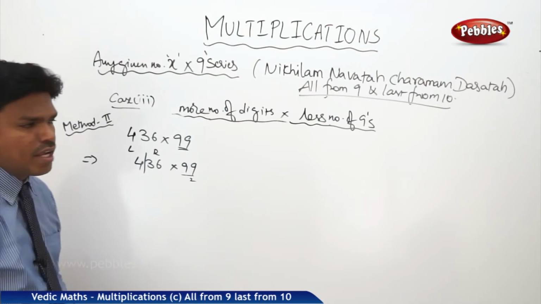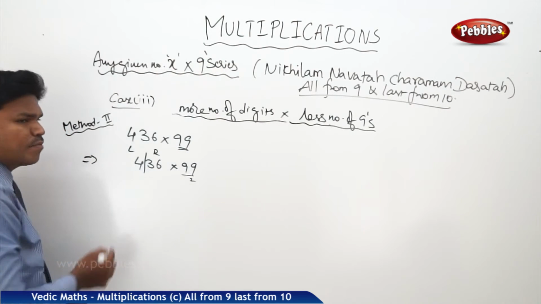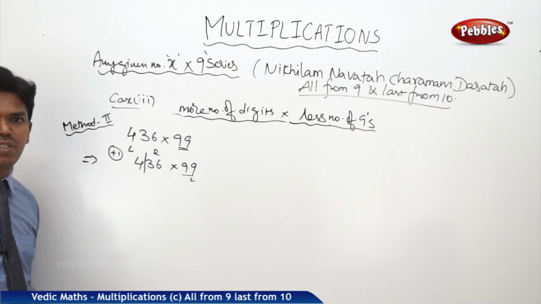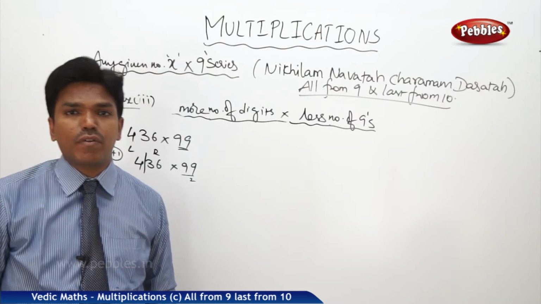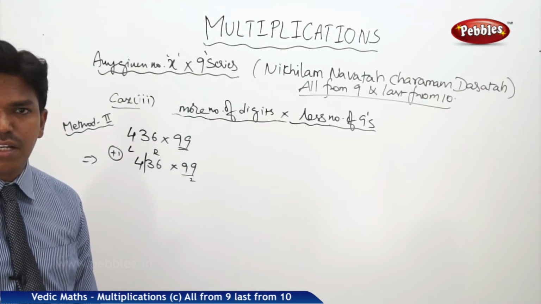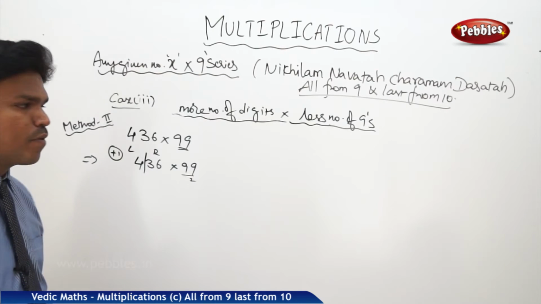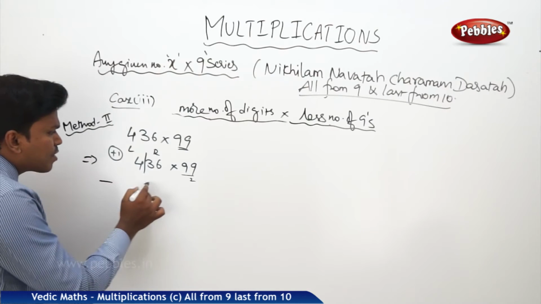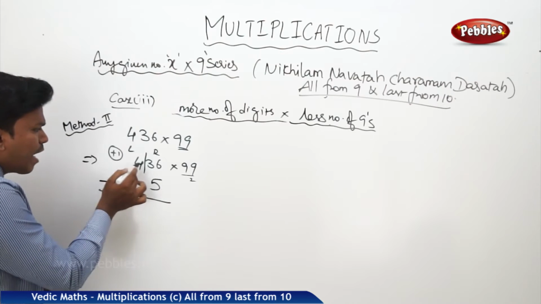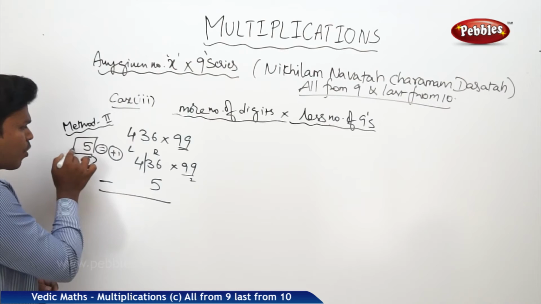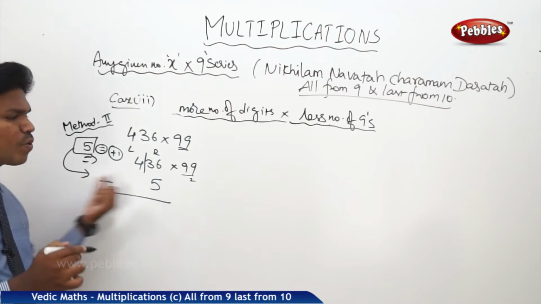For the left part, what is the number? 4. Simply add 1 to the left part of the number. What is the left part of the number here? 4. If you add 1 to 4, how much will you get? Yes, 5. That 5 you need to subtract from the total number.